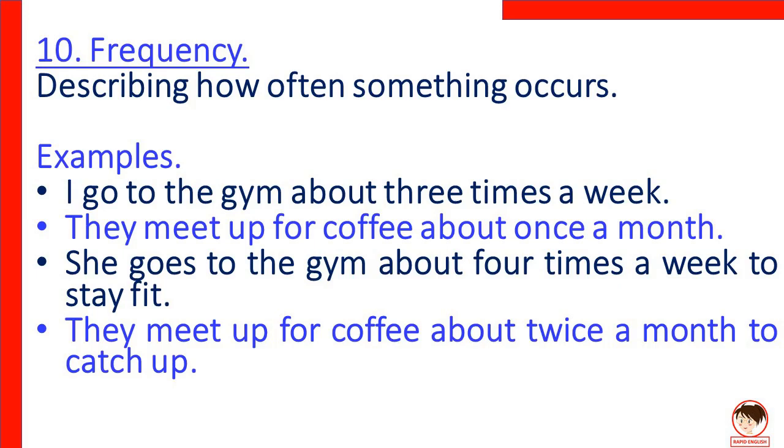Frequency. Describing how often something occurs. Examples. I go to the gym about 3 times a week. They meet up for coffee about once a month. She goes to the gym about 4 times a week to stay fit.